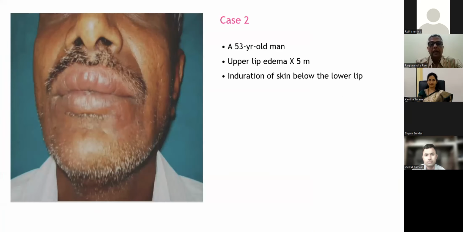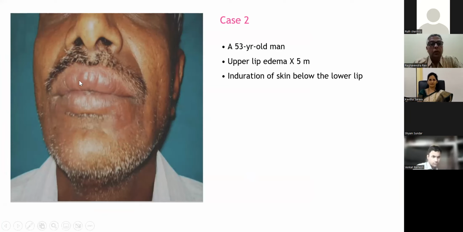The second case is again a 53-year-old man who presented to us with upper lip edema, or what we call macrocheilia. There are many causes of macrocheilia, which include other granulomatous conditions such as sarcoidosis, tuberculosis. It could be because of leishmaniasis, or it could be some other conditions such as Melkersson-Rosenthal syndrome or Miescher's cheilitis.